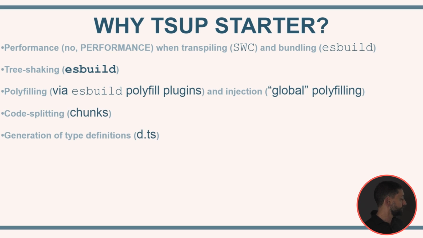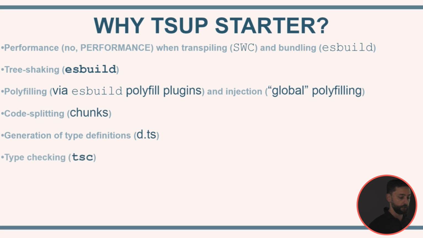A generation of type definitions. Not many need that, but sometimes you do, and it's not coming natively when you build TypeScript. So Tsup can do that easily with just one flag. So if you have some kind of API written in TypeScript and you want to build the type definitions like we do in XP, this is very handy.